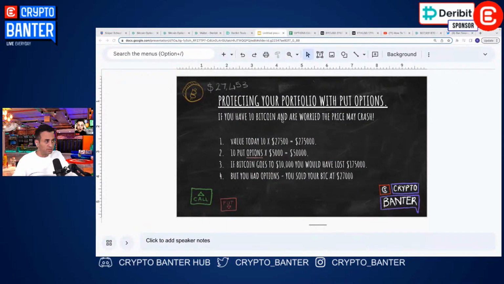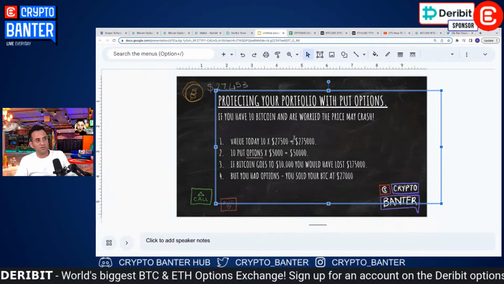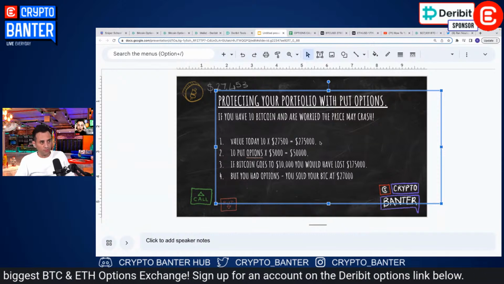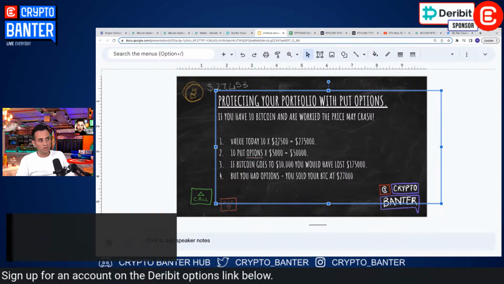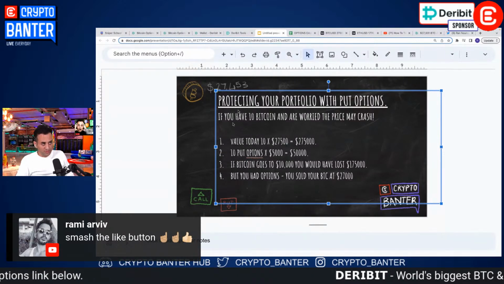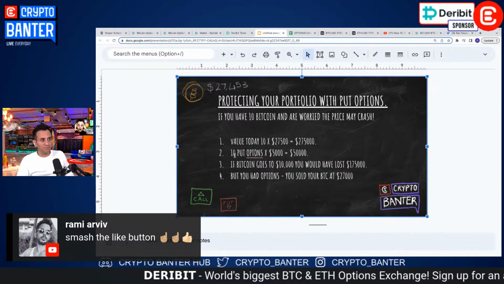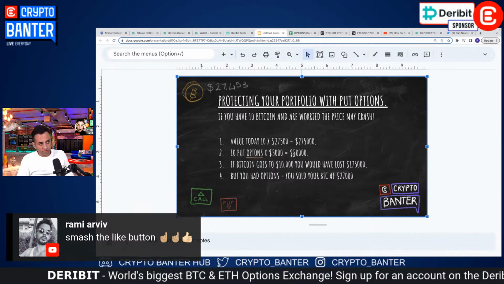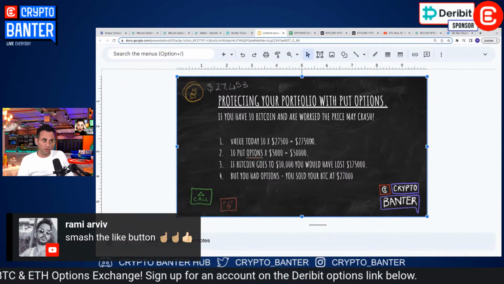So this is protecting your portfolio with put options. If you've got a portfolio of 10 Bitcoin and you're worried the price will crash, you know that the price today is $27,500. So the value of your portfolio is $275,000 because you have 10 Bitcoin at $27,500. Then you want to protect that portfolio. What do you do? Well, you buy 10 put options at $5,000. So you've paid $50,000 to protect a $275,000 portfolio.